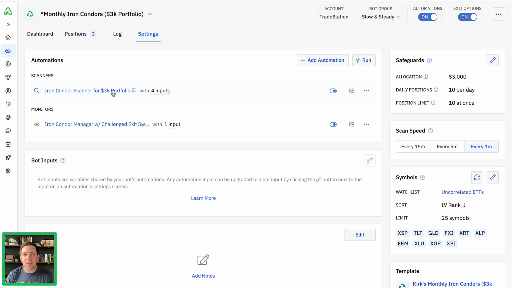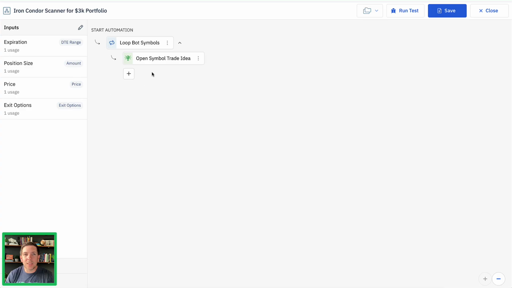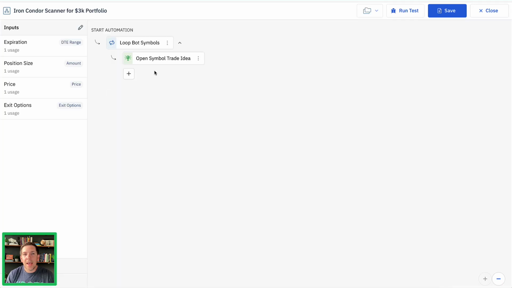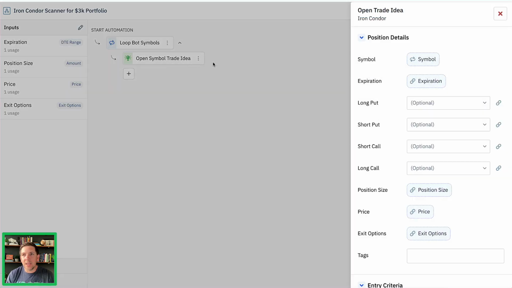So inside of this scanner automation, I'm basically telling the bot to loop through a certain set of symbols. In this case, these are the symbols that I want it to go through. There's a list of symbols that I've connected the bot to in my bot symbols here. And that just tells the bot, hey, look through these set of symbols that I'm willing to trade. These are acceptable symbols for me to trade, and open up a trade idea. And in this case, I'm specifically telling it right up here to open a trade idea.